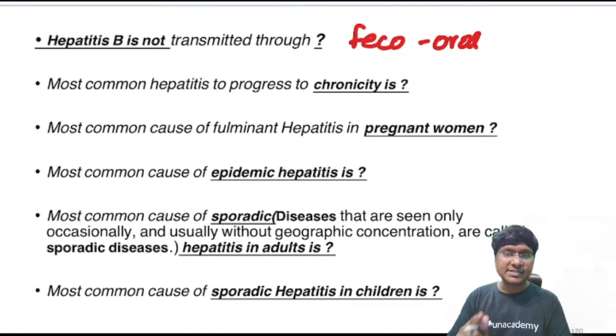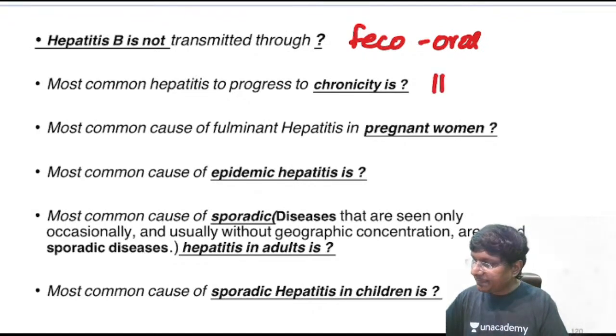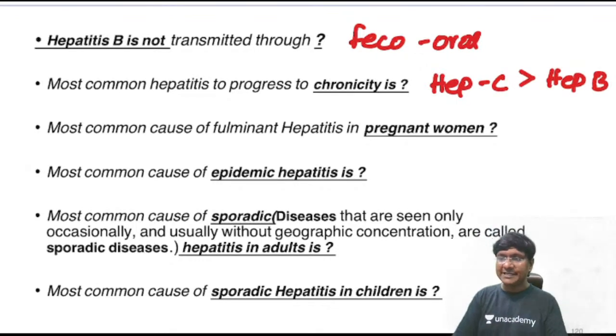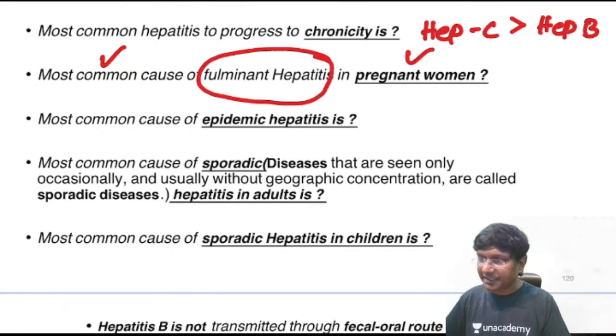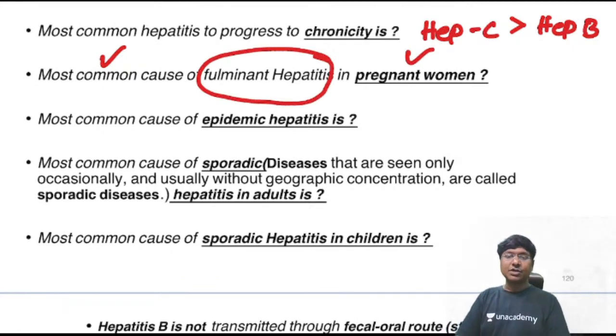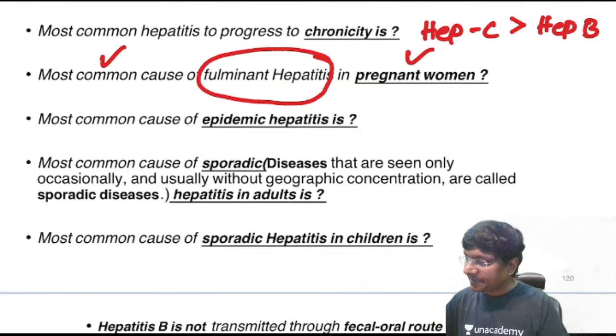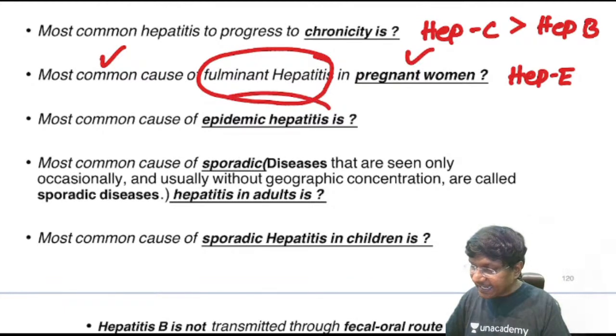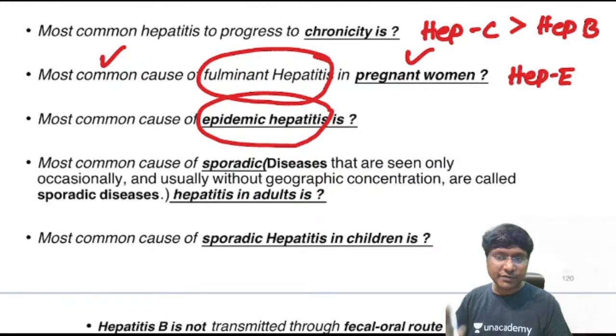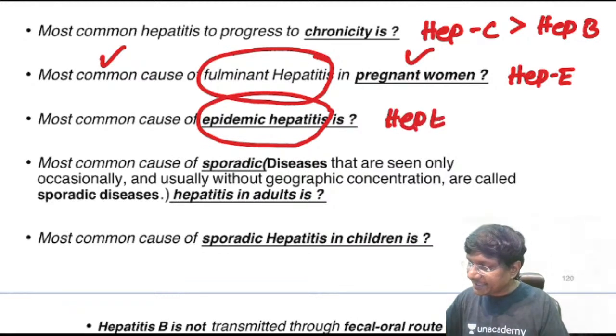The most common hepatitis that will progress to chronicity, as I told you both, is actually hepatitis C more than hepatitis B. Now this question is very important: most common cause of fulminant hepatitis in pregnant women. Any one of you? It will be hepatitis E. And the most common cause of epidemic hepatitis is also hepatitis E.